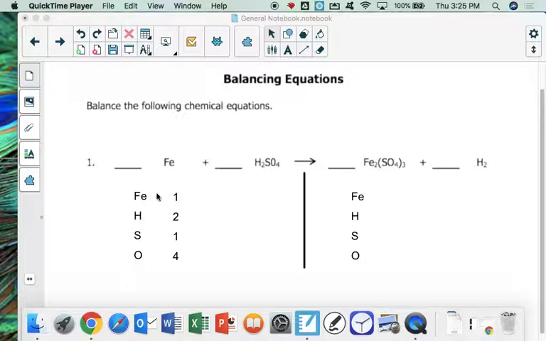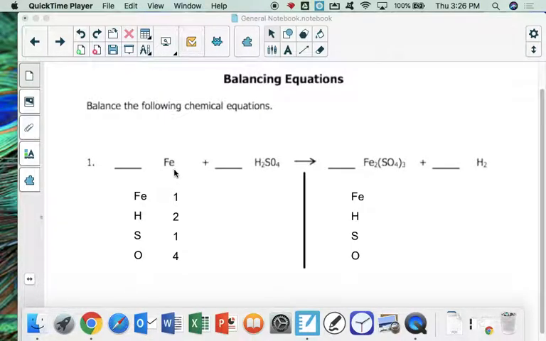And then I'm going to write the elements. Fe is iron, hydrogen, sulfur, and oxygen. I'm going to write them in the exact same order on the other side, so that way it's easy for me to see them match up. Then I'm going to count the number of atoms. Remember, each capital letter represents a new element, but the little numbers represent the atoms.